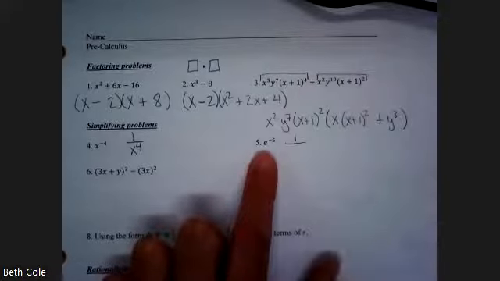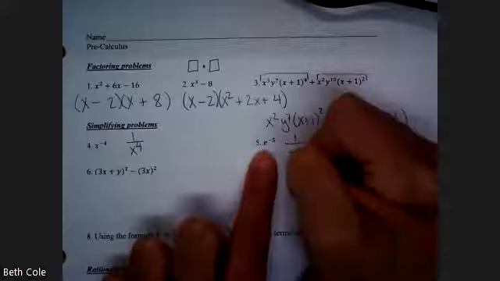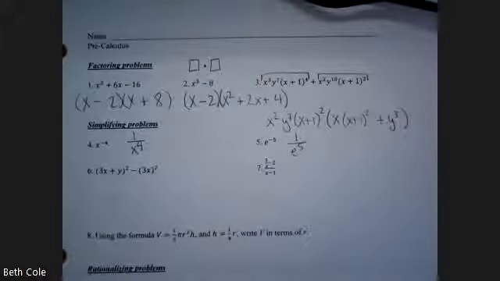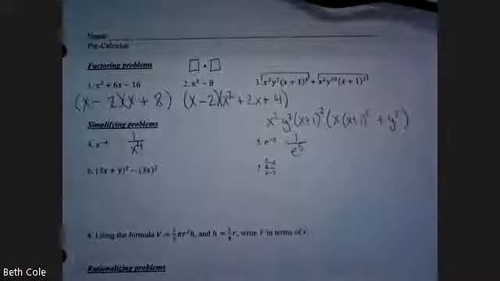1 over e to the 5th. E is a number. Does anyone remember about how much it is? 2.178, da-da-da-da. It doesn't really matter. I was just bringing that up again. As long as you remember it's a number, kind of like pi is 3.14, it's just like that.